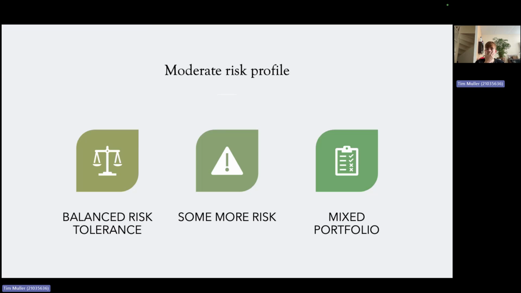The next profile is the moderate risk profile. This is a profile of a trader or investor that has a more balanced risk tolerance. This type of person is willing to accept some level of risk for moderate returns. This means that you have a more mixed portfolio with bonds and stocks, aiming for both growth and stability, of course. This could mean that you, for example, have a portfolio in which 50% goes to equities and 50% goes to bonds, but this is totally based on your personal preference.